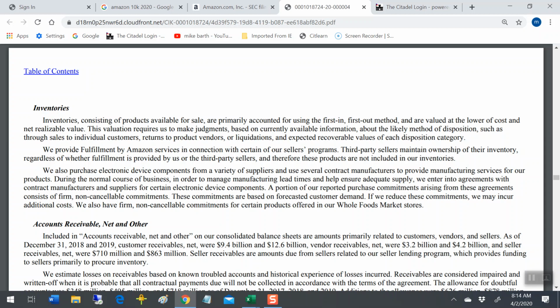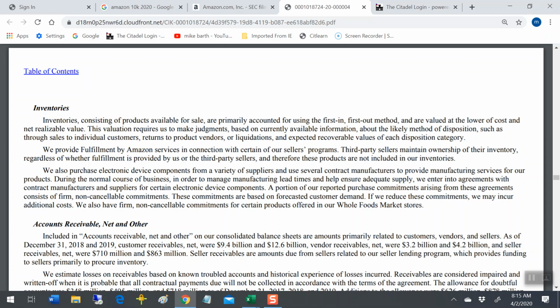Returns to product vendors. Oh, we opened the flagpoles, they had 51 stars on them. We needed to send them back. That would be returns to product vendors. Or liquidations and expected recoverables from disposition. Nobody's buying our flagpoles, so we had to sell them to the Dollar General Warehouse or whatever.